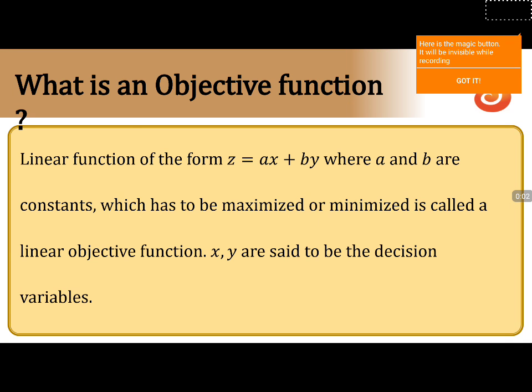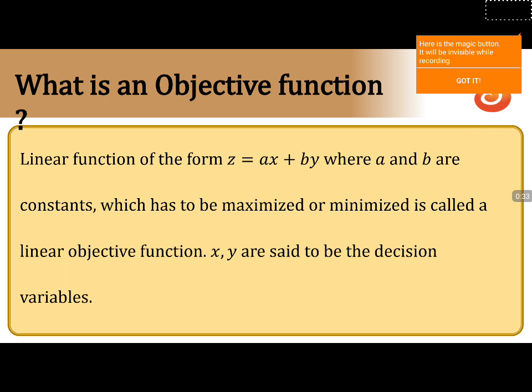Here the concept is what is an objective function. If you take the objective function general form, first of all, it is a linear function. Why? Because the powers of the variables, say x, y, or sometimes even x, y, z, should be equal to 1. That's why it is called a linear function. And the linear function is of the form z equals ax plus by.